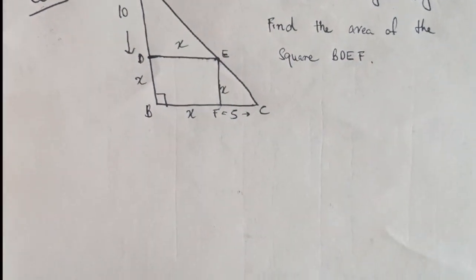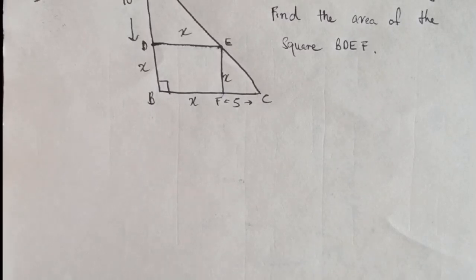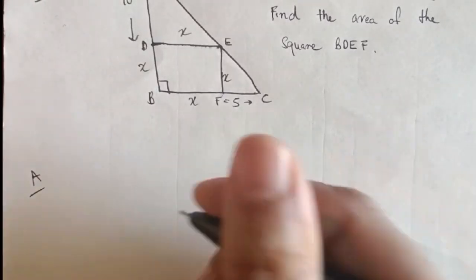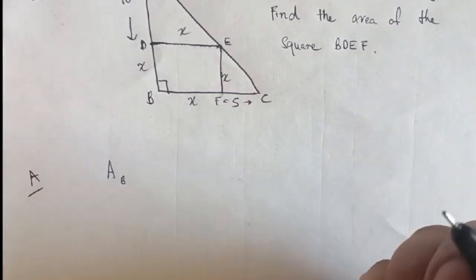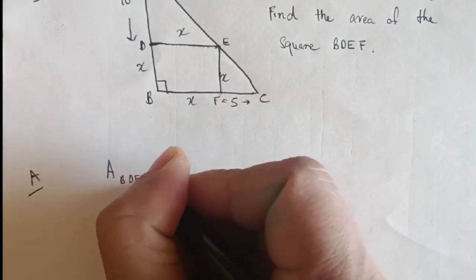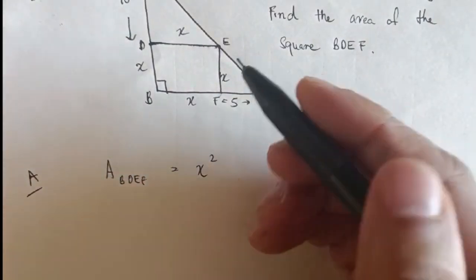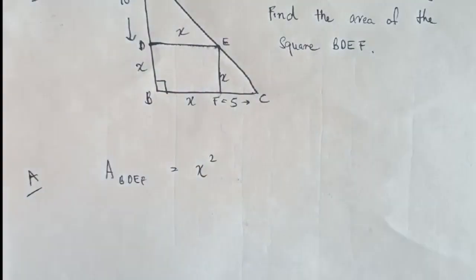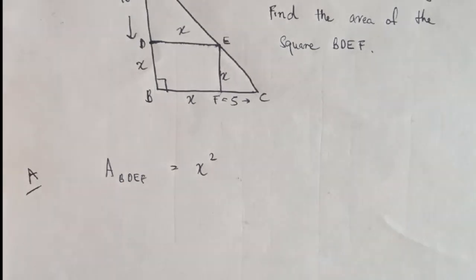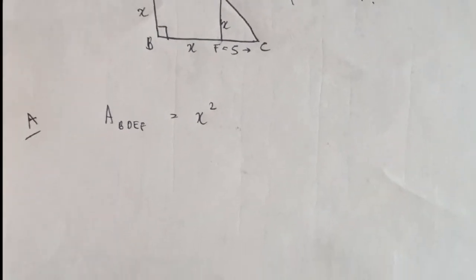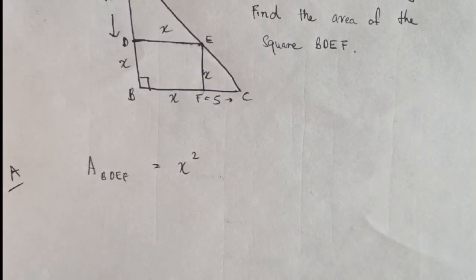Now to answer this question, the area of the square BDEF is very simply x squared, right? Because each side is x. Now we can solve this problem using two ways. One is a bit longer and one will be very short. So the shorter way first.